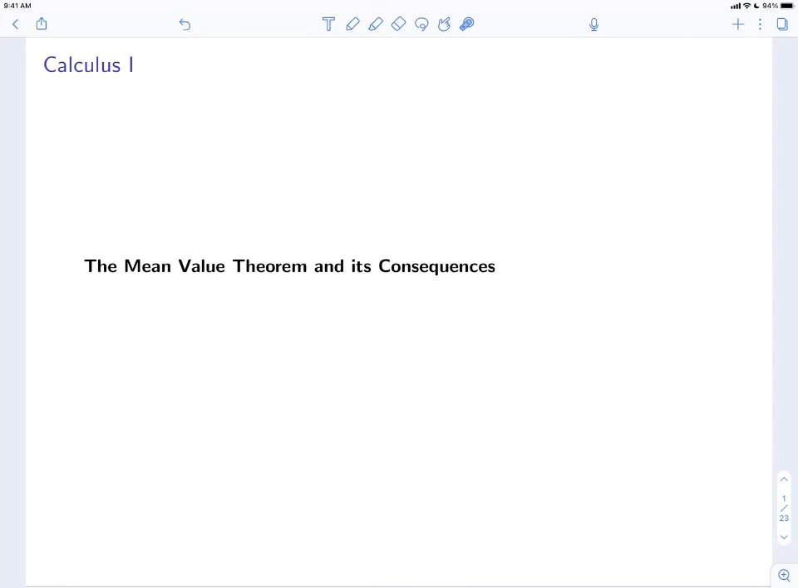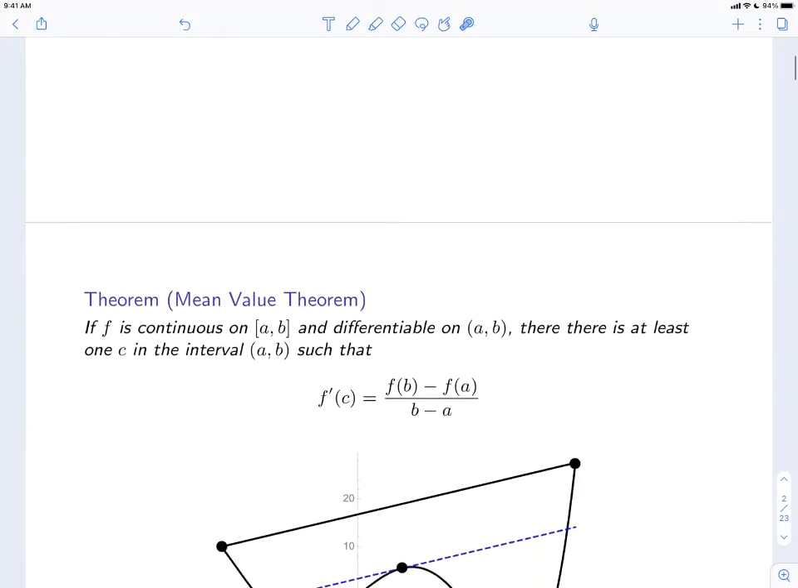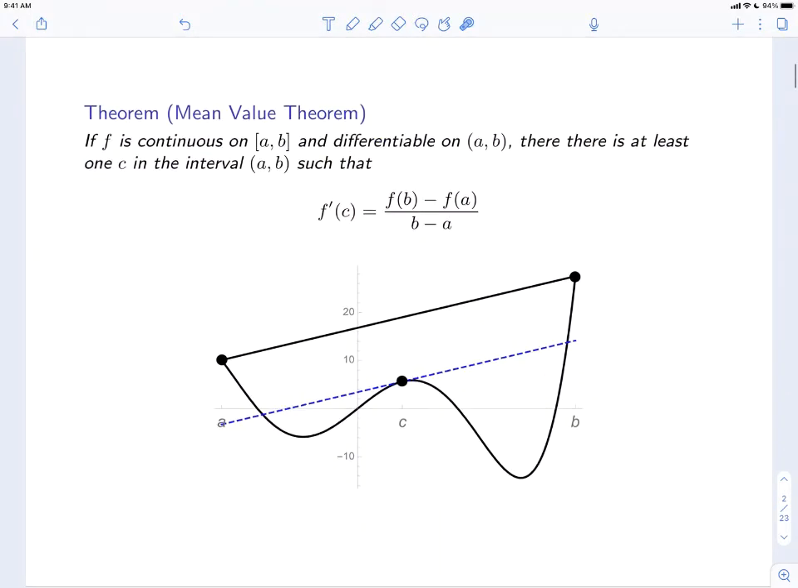In this video, we'll talk about the mean value theorem for derivatives and some of its consequences. We'll start with a statement of the mean value theorem.